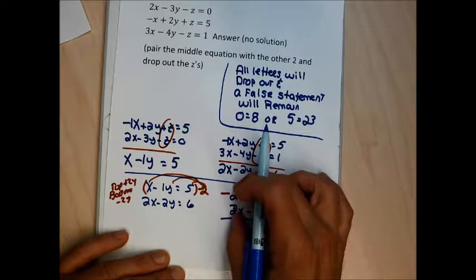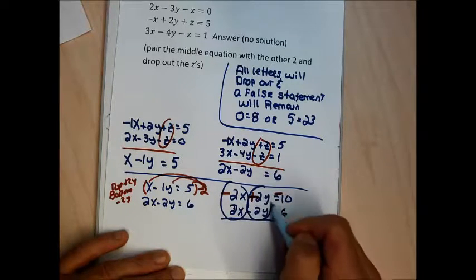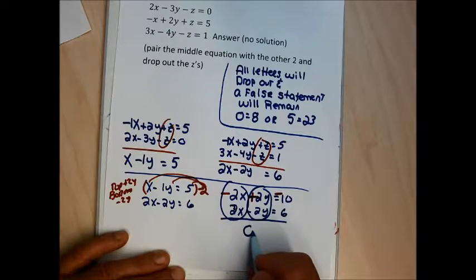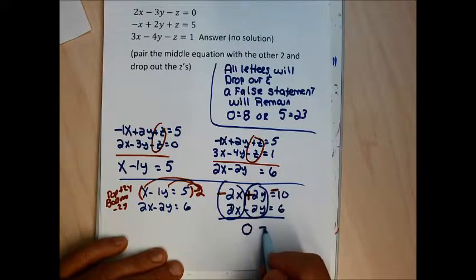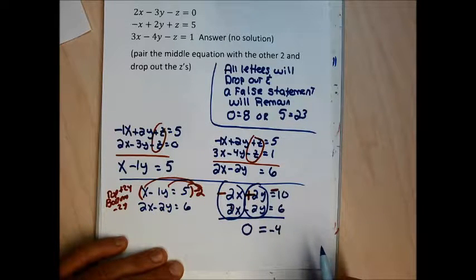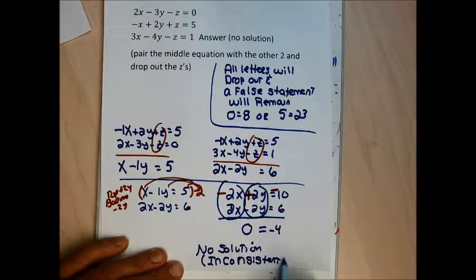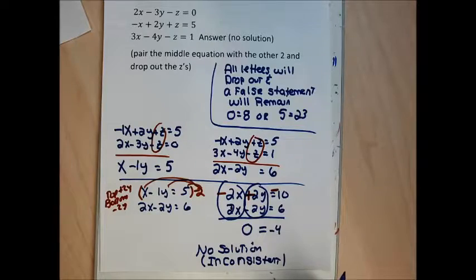Now, negative 2x, positive 2x, cancel. Positive 2y, negative 2y, cancel. So I get a 0 on the left-hand side. The right-hand side, negative 10 and positive 6 gives me a negative 4. All the letters dropped out. I have a false statement. I'm done. For my answer, I can write no solution, and that's kind of what I prefer. Most text, or a lot of text, when the problem has no solution, will say inconsistent for the answer. So you can either say no solution or say inconsistent.